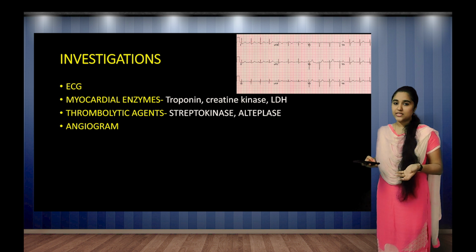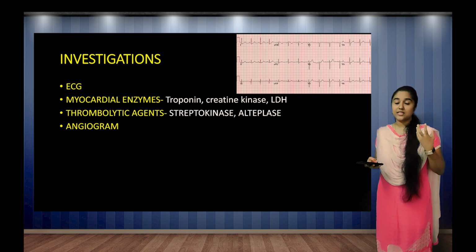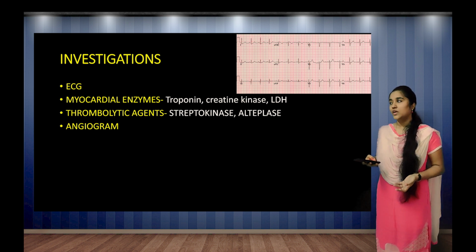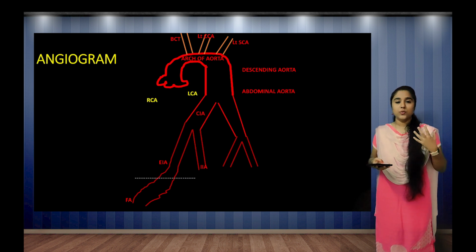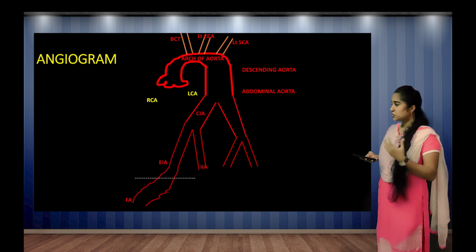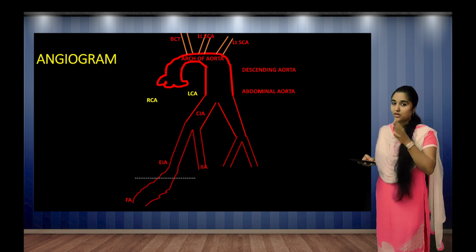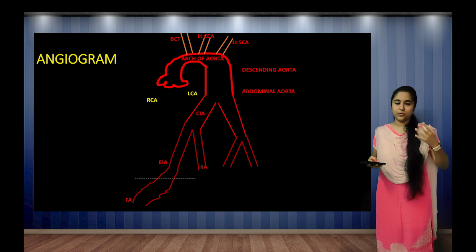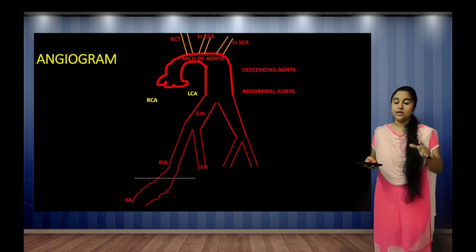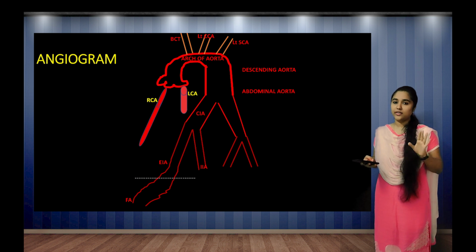These are by injecting some medicines like streptokinase, alteplase. Then you can do a procedure known as angiogram. Now, what do you mean by angiogram? Angiogram means visualization of the arterial system. So that can be done in any part of your body to visualize any arterial system. So when you're doing it to visualize the coronary arteries, that is known as coronary angiogram.